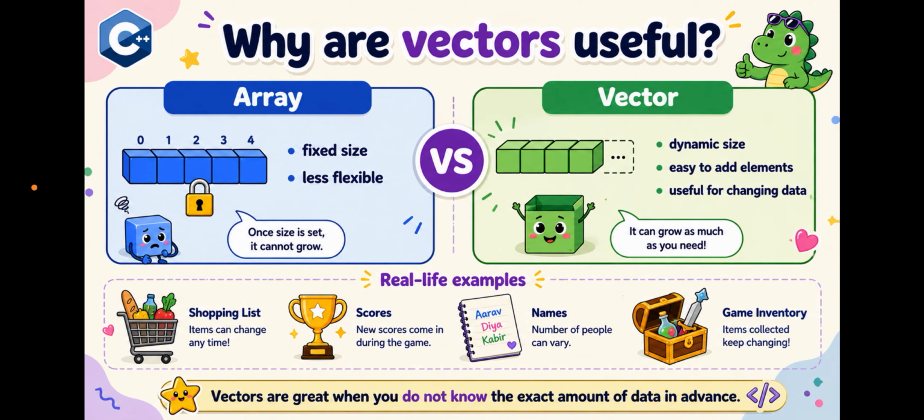For example, a shopping list can change. Scores can change during a game. The number of names can vary. And items in a game inventory can keep growing. So vectors are great when we do not know the exact amount of data in advance. Overall, vectors help make programs more flexible and easier to manage.